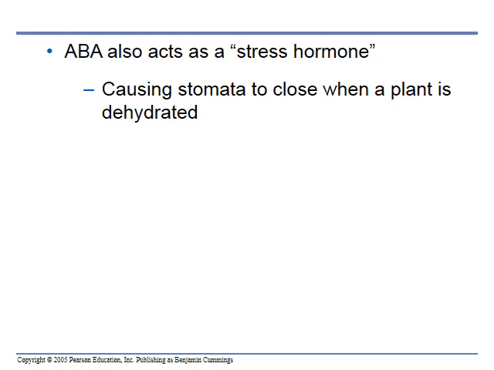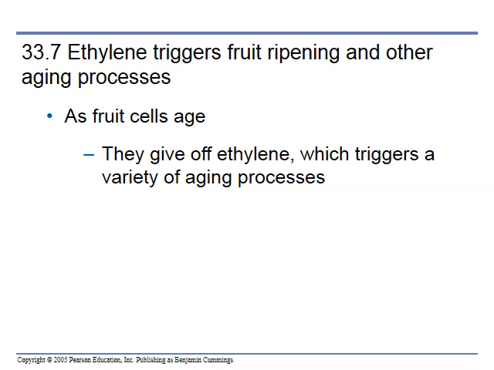ABA also acts as a stress hormone. So if a plant is low on water and it's dehydrated, it'll help close the stomata, and that will prevent dehydration. Ethylene triggers fruit ripening and other aging processes. And so as fruit cells age, they give off ethylene, which causes the other cells to continue to age. So again, they both release it, and when they're around ethylene gas, they ripen.